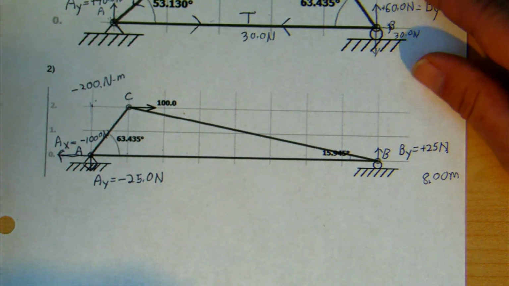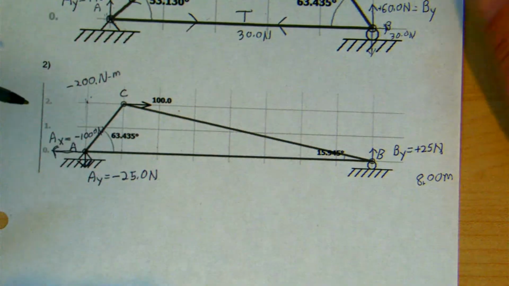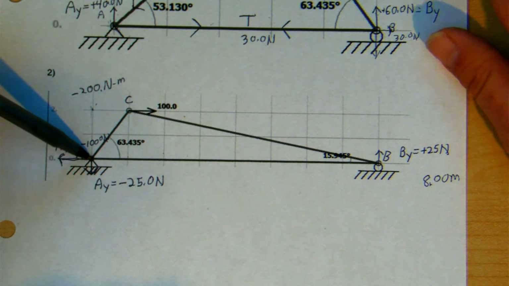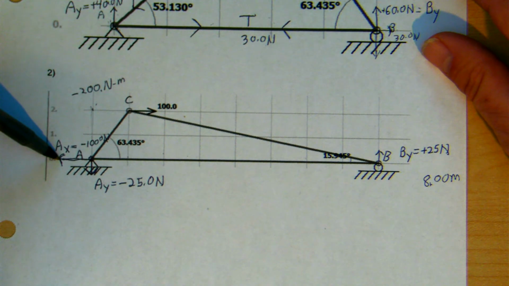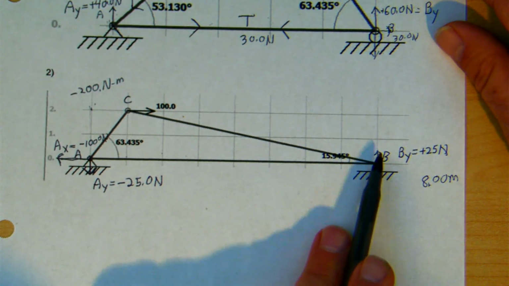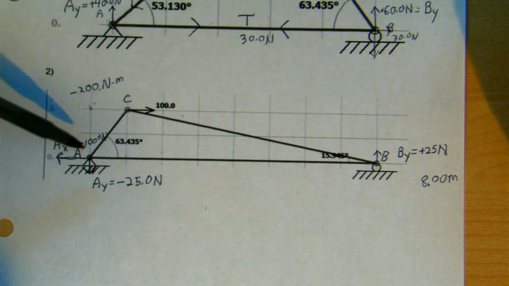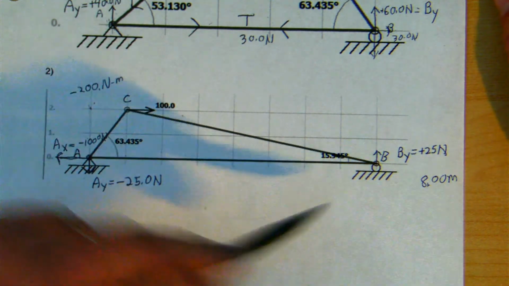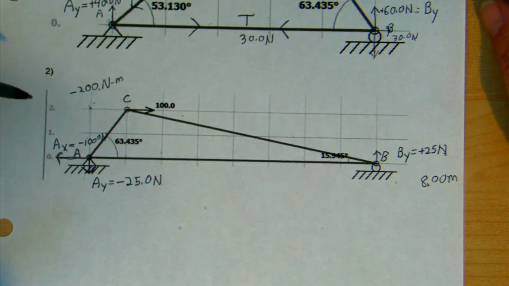I have now satisfied the calculations for the reaction forces on this second truss. At point A, there's 25 newtons down vertically, 100 newtons to the left horizontally. At B, there's 25 newtons up vertically. I'm done with that. Only after I have correctly calculated all the reaction forces acting on this truss from the outside can I now go inside the truss structure and calculate the tensions and compressions for each of the members.